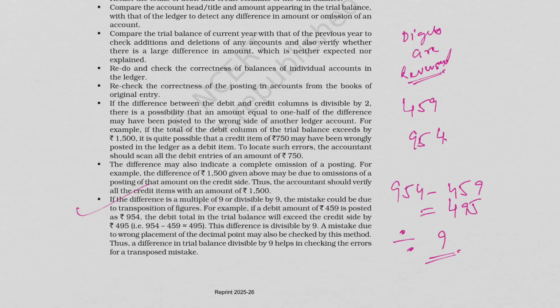So therefore, if the trial balance difference is divisible by 9, it may indicate transposition of digits, as well as wrong placement of the decimal point. Now let us discuss a quick summary of this.